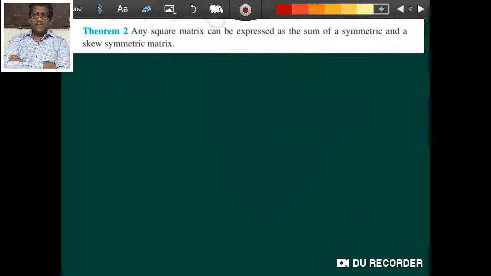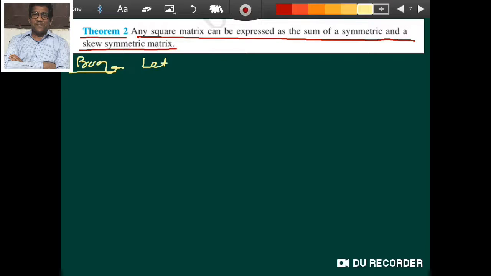Theorem 2. Any square matrix can be expressed as the sum of a symmetric and a skew symmetric matrix. Let A be any square matrix.